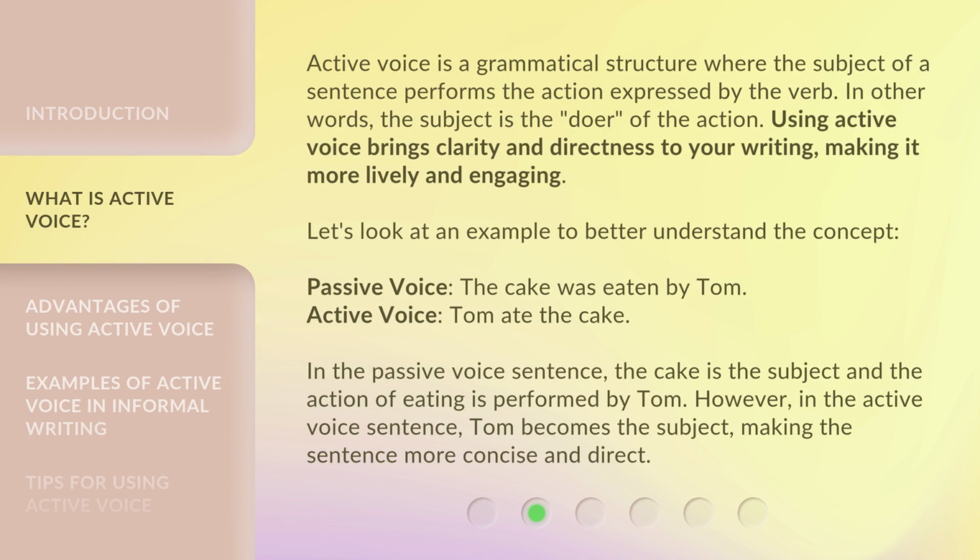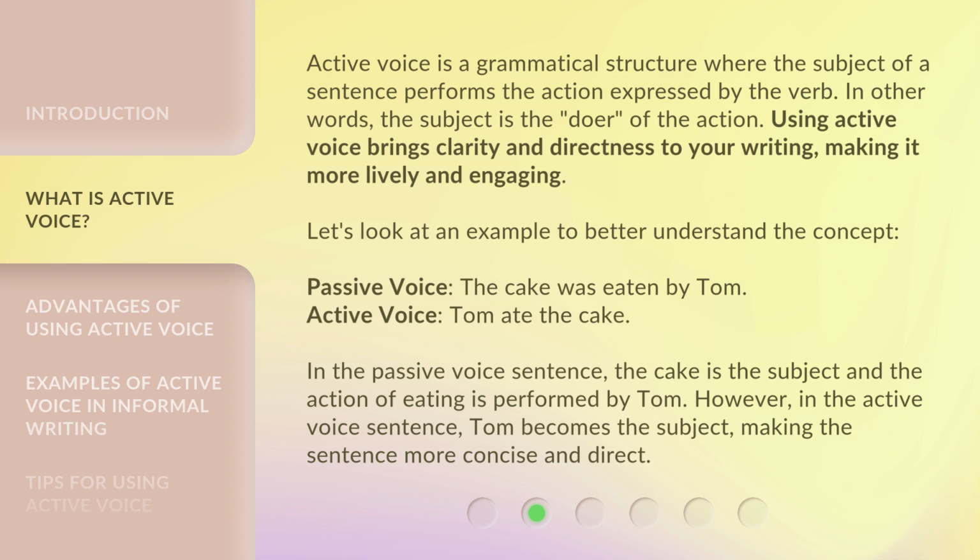Active voice is a grammatical structure where the subject of a sentence performs the action expressed by the verb. In other words, the subject is the doer of the action. Using active voice brings clarity and directness to your writing, making it more lively and engaging. Let's look at an example to better understand the concept.